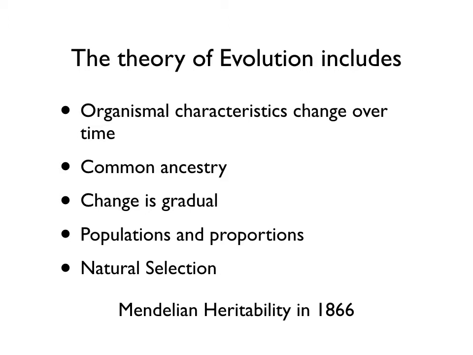Okay. They also suggest that change, evolutionary change, is quite gradual, and this is quite consistent with what we see. And then it's all about populations and proportions. And what I mean by this is that the variation that exists within populations and the change in those populations over time has everything to do with allele frequencies and genotype frequencies and the change in those frequencies over time.